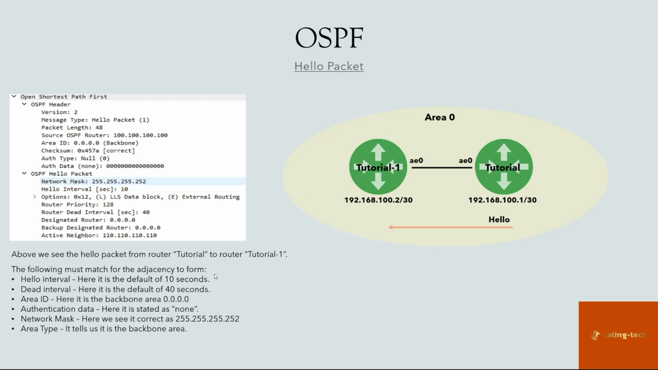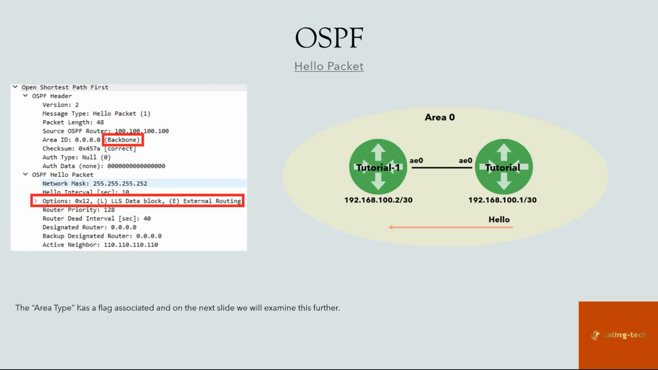And do you remember we said the following must match for the adjacency to form. So we've got the hello interval, which is here, and it's at a default of 10 seconds. We've got the dead interval, and the dead interval is set at 40 seconds. We have the area ID, which quite correctly stipulates the backbone area. We have the authentication data. We have the network mask, which is correct as well. And we have the area type, which tells us it's a backbone area.